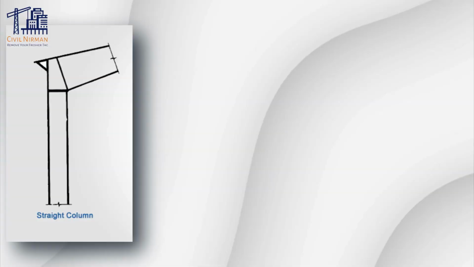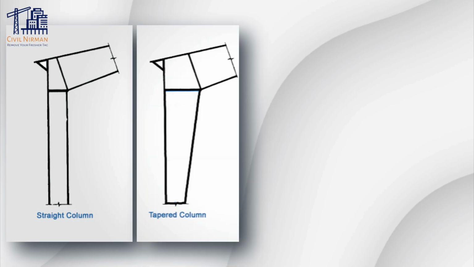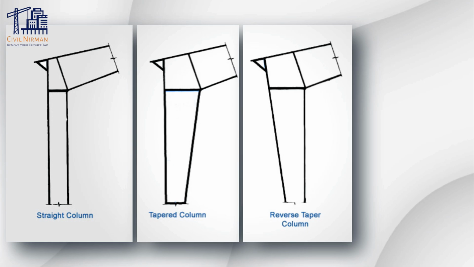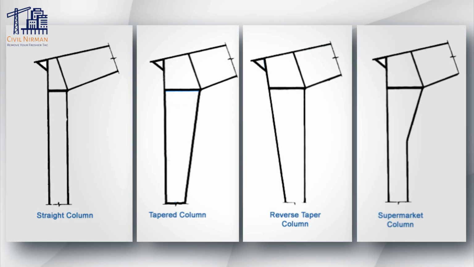See, on number 1, this one is the straight column top mounted rafter. On number 2, tapered column top resting rafter. On number 3, reverse taper column top mounted. And on number 4, tapered column supermarket column. Now let me tell you one important thing. We can go for column rafter connection on side mounted also instead of top mounted in all above 4 options which I have shown you.